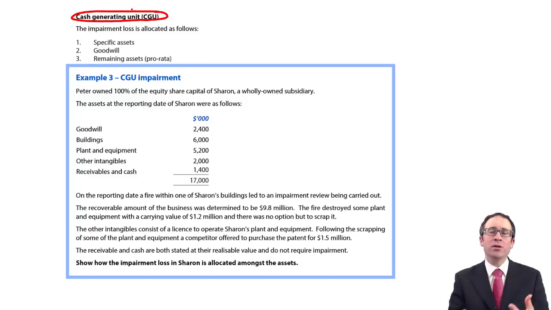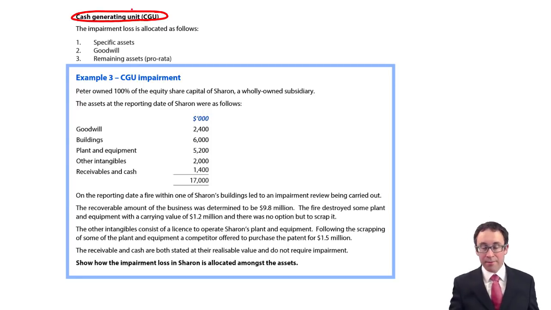Once you've done that, you've then got the remaining assets in the business. You will then impair those on a pro rata basis, so splitting it based upon their relative carrying values. So that's it. Step 1, step 2, step 3. It doesn't change at this point in time.